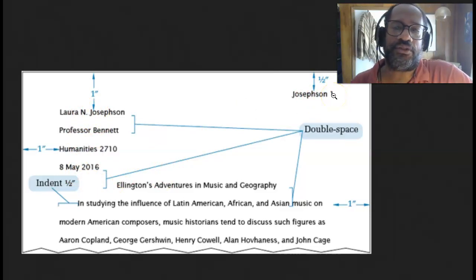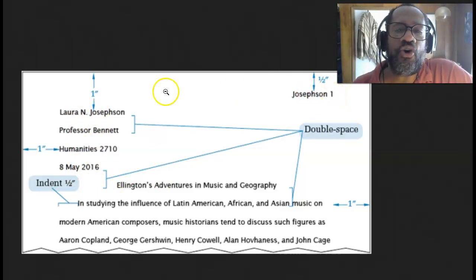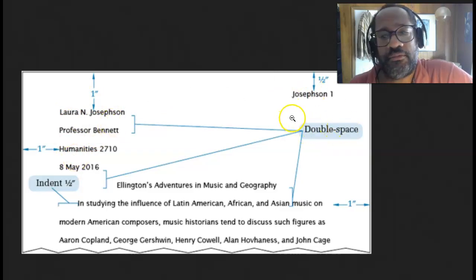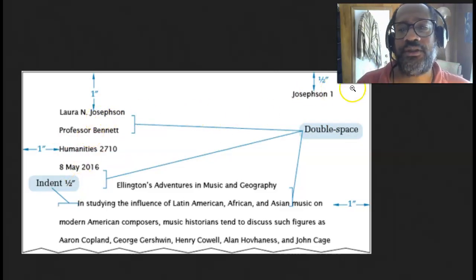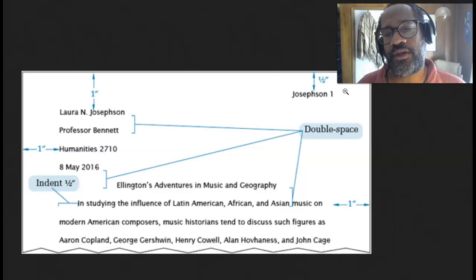So I said before that this is arbitrary. There is no real reason in the world why we couldn't say last name and page number goes on the left and all of this information goes on the right. That would be fine if everybody agreed to that. Okay. But we haven't agreed to that. We've agreed to do it this way. And that's an important thing to think about with formatting.